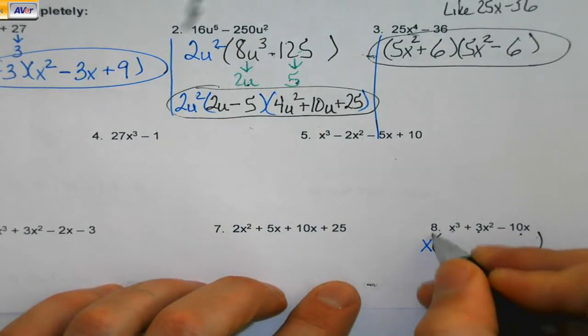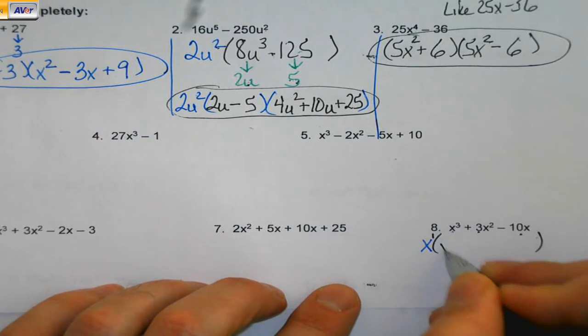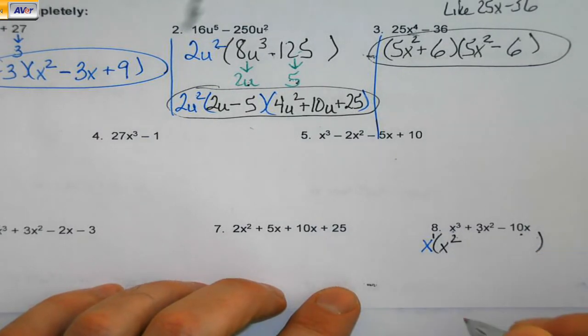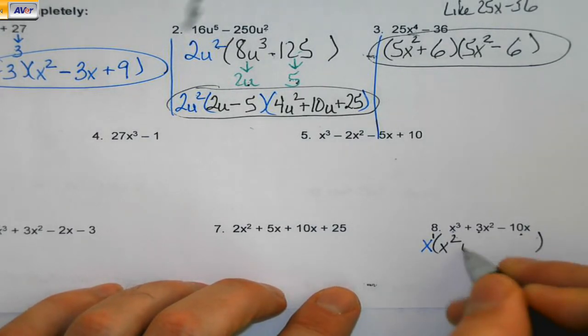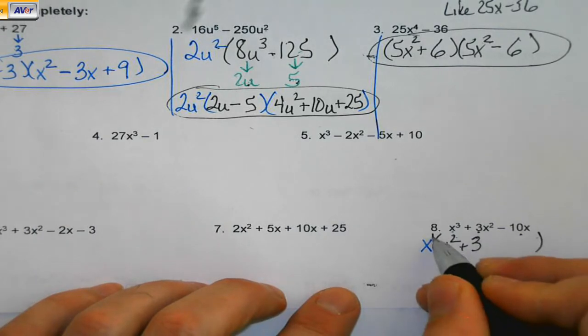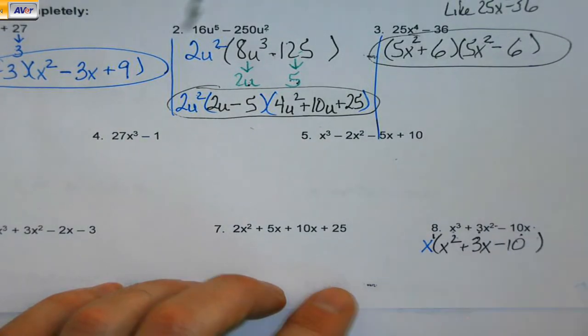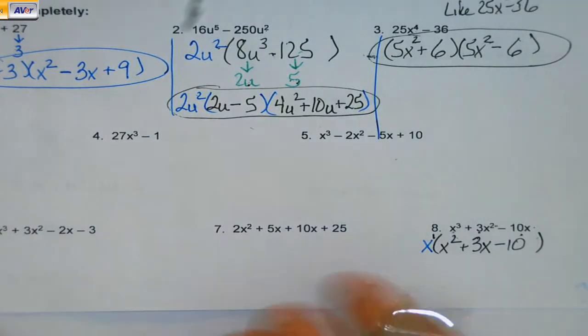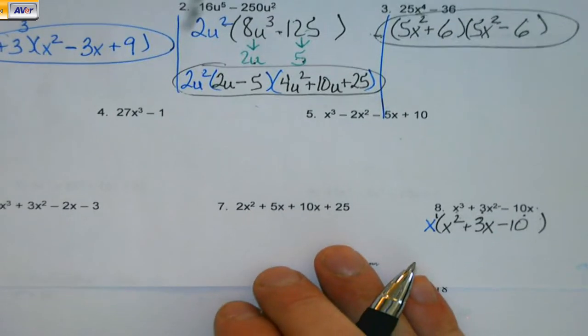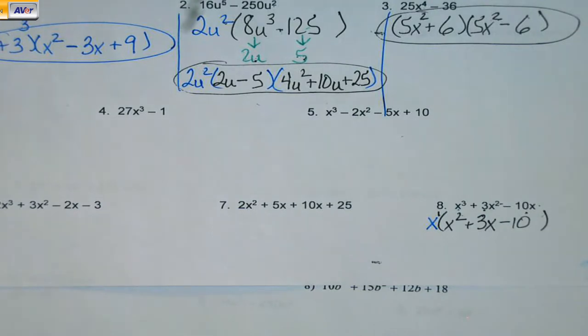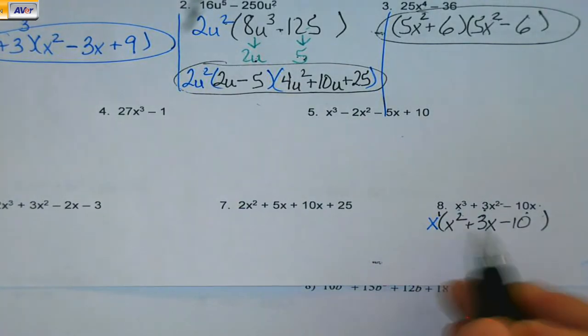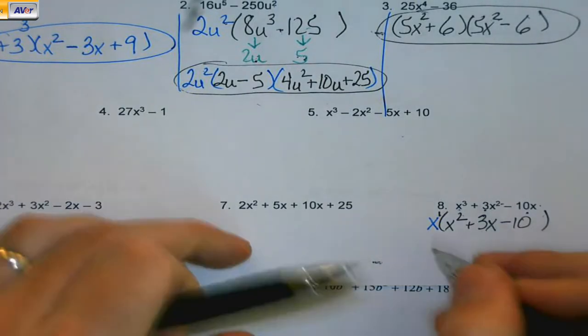Well, 1 plus what gets me to 3? That'd be 2. And then here I've got a 3. 1 plus what gets me to 2? Okay. And then here, negative 10, and I already have an x, so I don't need another one. Now, sometimes that may be all you can do, but is that true in this case? No. Because now it just looks like a regular diamond problem that I could do.